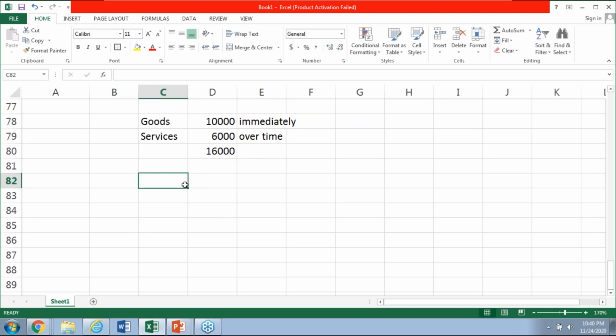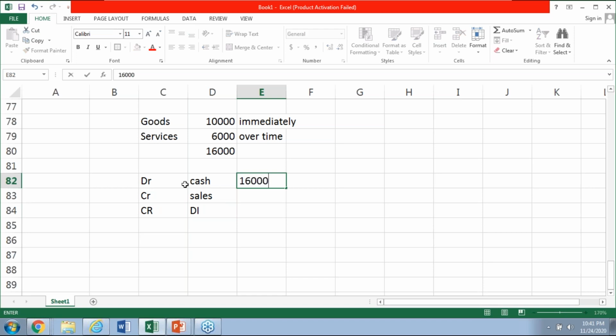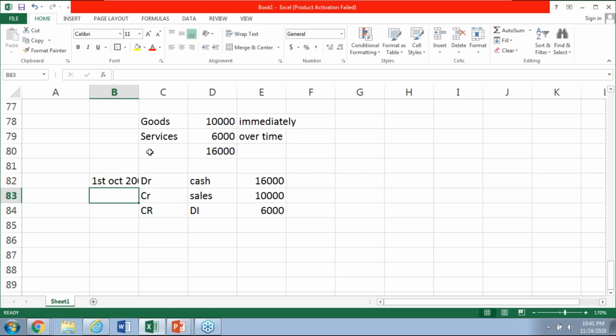So on day one, the company should have to recognize by debiting the cash, crediting the sales, and crediting the deferred income. The amount of the income that we have not yet earned will be called deferred income. So we have received this amount of 16,000 from the sale of the goods, but we have only sold the goods at 1st October. And the remaining amount of 6,000 will be recognized as a deferred income, which is my liability. This is the date, 1st October 2008.